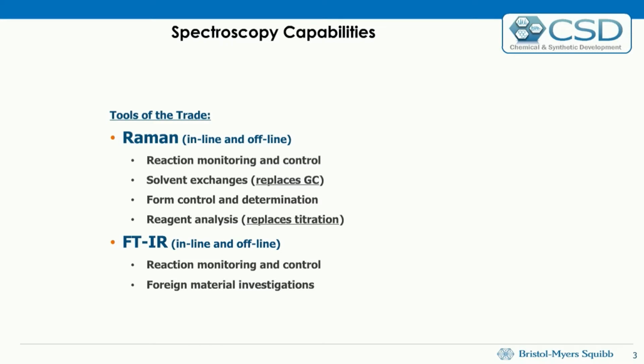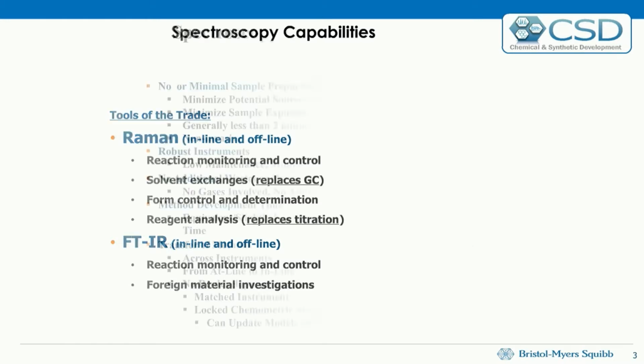And you can see from the utility in our very first slide, we do both inline and offline in both instances, but we also add a number of other advantages in the case of Raman spectroscopy, where we're doing some very nice work with solvent exchanges and reagent analysis. We will do reagent analysis with both FTIR and Raman, and we do a lot of time course studies with Raman spectroscopy.